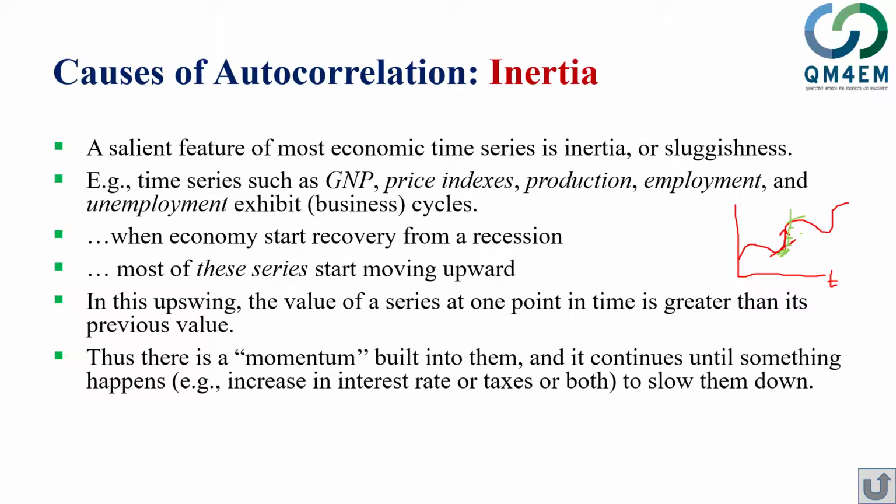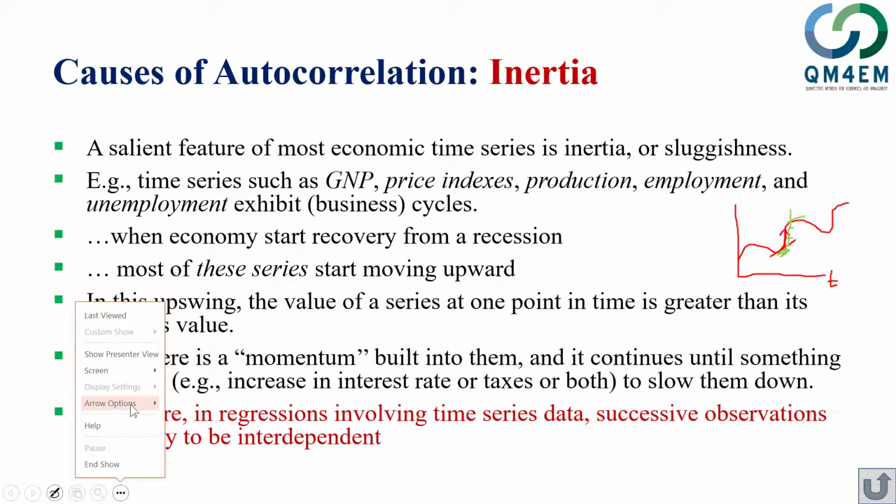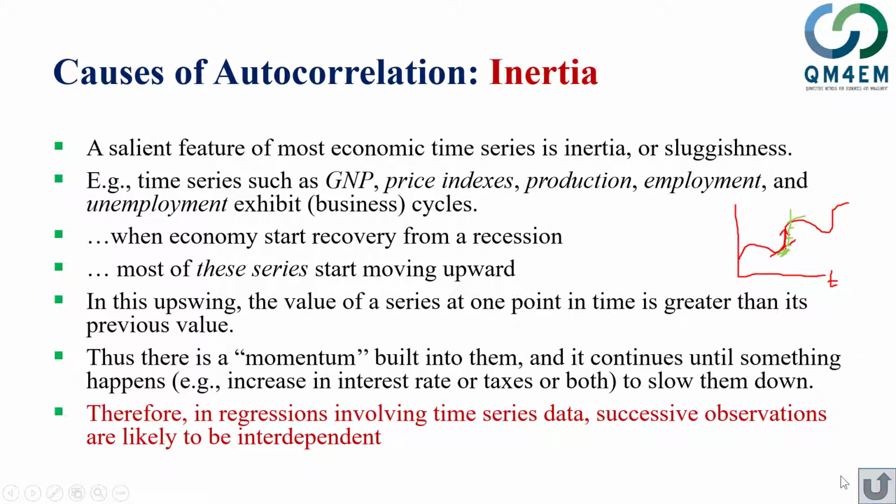So in bottom line, the time series variables, the macroeconomic variables, have a built-in phenomenon of being linked with their previous values, and these things cause autocorrelation. In other words, when the successive values of the variables are correlated or linked, or interdependent, then we have a case of autocorrelation in our data. So that's the reason that time series variables have a problem of autocorrelation most of the time.